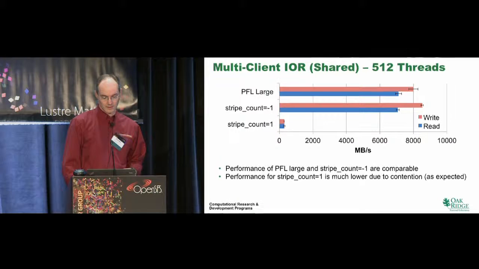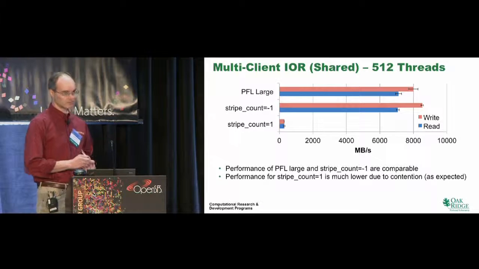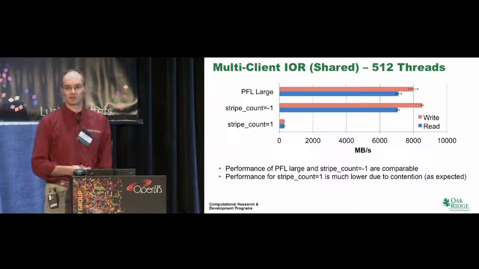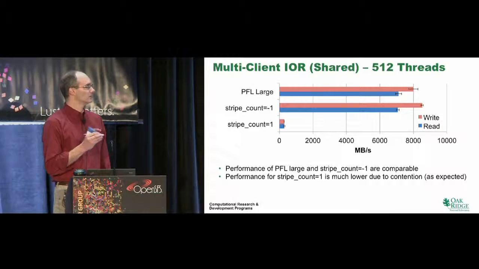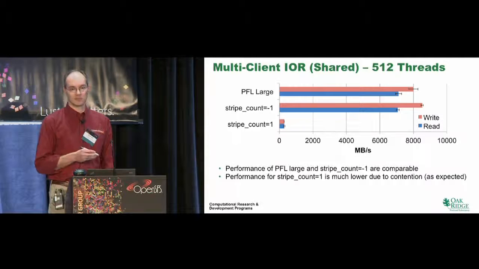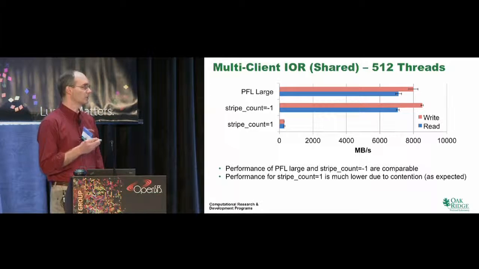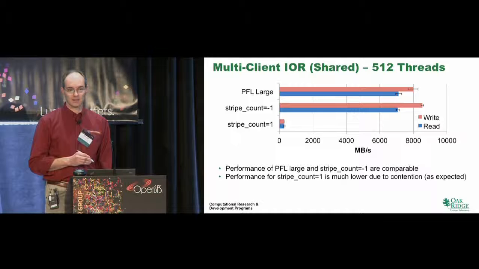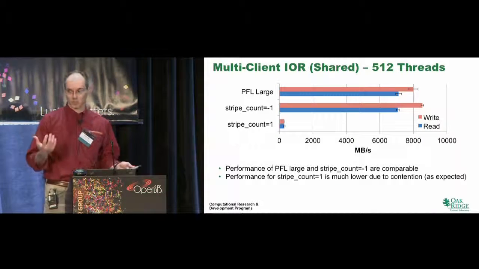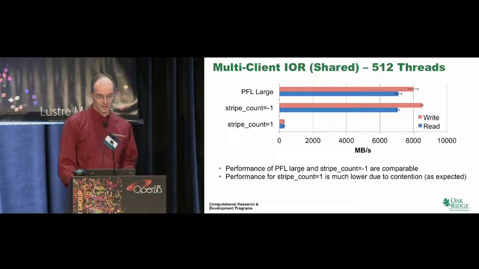So those were basic sanity checks to make sure that things are operating the way we expect them to. And to finish these out, we had the shared file tests, and this is pretty much what you expect. Something with stripe count 1 just performs horribly. The stripe count -1 is going to give you better results, and if you look at the PFL large, they're nearly identical. So it's operating as expected. As the stripe count increases, you get more performance over the shared file.